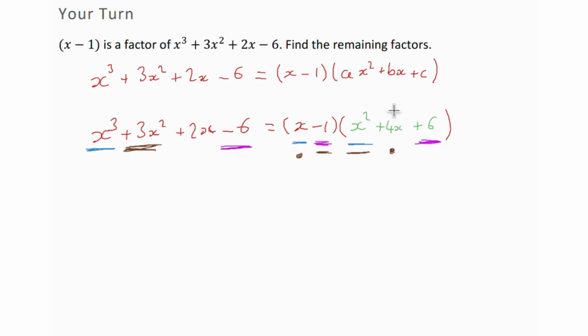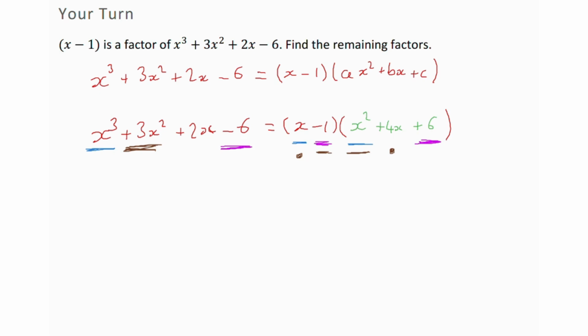So now I've worked out the second factor, the quadratic factor, when x minus 1 is a linear factor. That quadratic does not factorize itself any further. So I can't go any further in this particular question because I can't factorize this quadratic into two linear functions. So that is my final answer. The final remaining factor is x squared plus 4x plus 6.